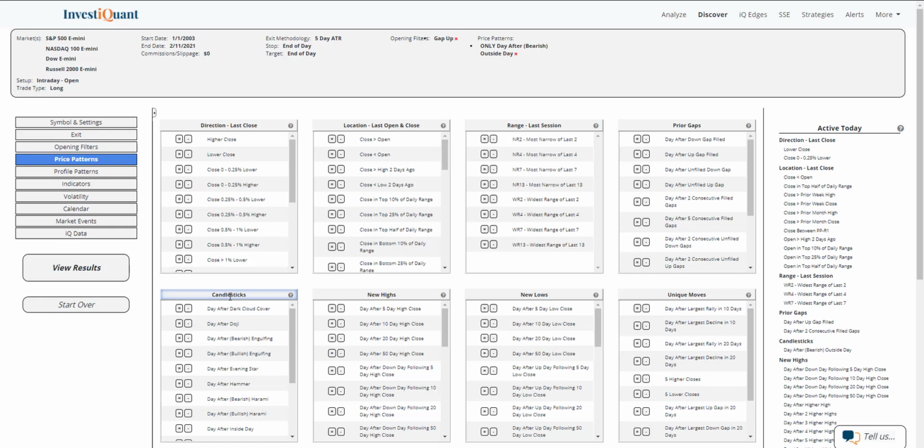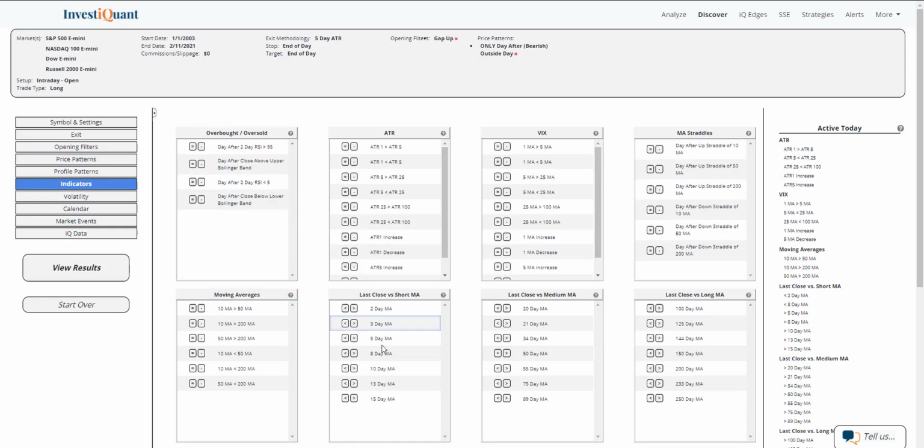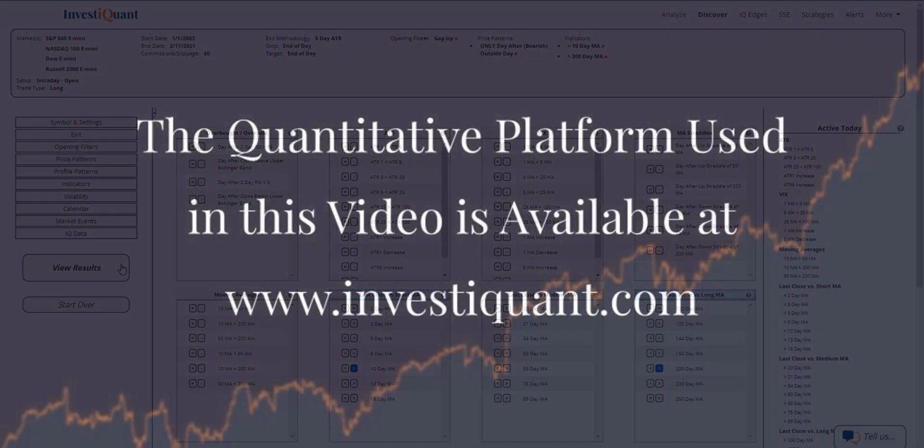Otherwise, I can dig through this candlestick library, and there's a bunch of them in there that are pre-built for you, and I could add it that way as well. But I've already got it with the active today click. Now I can go into indicators, click that we are above a 200 and a 10-day simple moving average. So I got both of those added here. Now I can click view result.